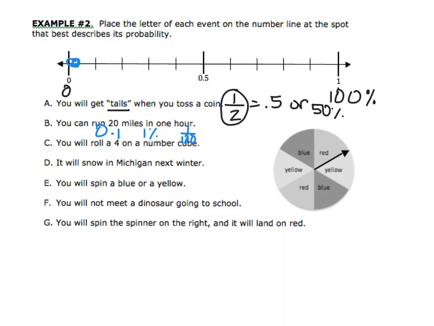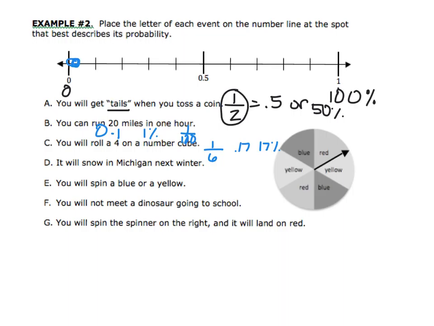It says in C you will roll a 4 on a number cube. So think about 4. There's 1 four on a number cube out of 6 total numbers. So 1 out of 6 as a decimal would be 0.17, and as a percentage about 17%.